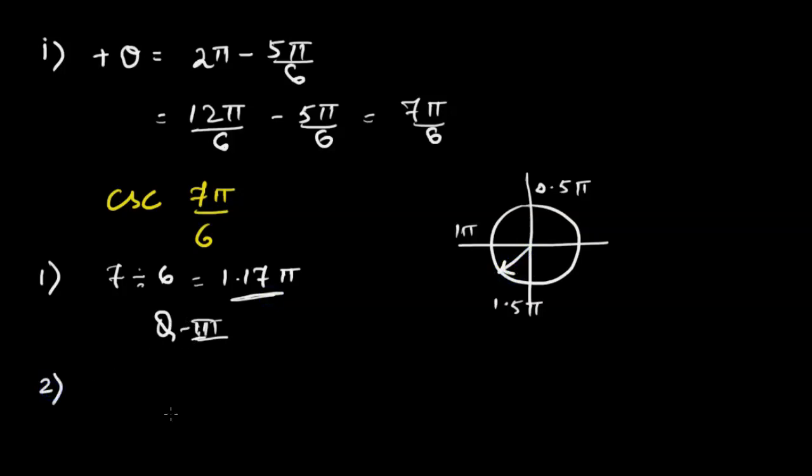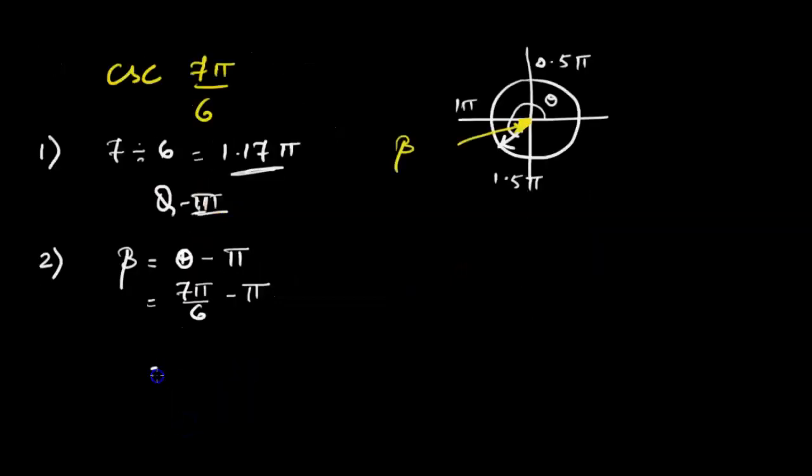Second step is we find the corresponding related acute angle. Beta for the third quadrant is equal to theta minus pi. We know the theta value is 7 pi by 6. When we make the denominators common, we get 7 pi by 6 minus 6 pi by 6. That would give us pi over 6.